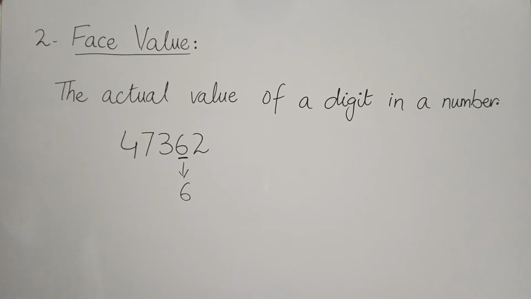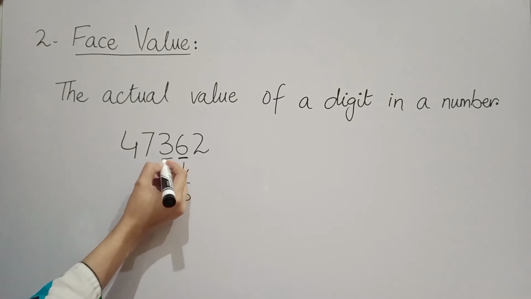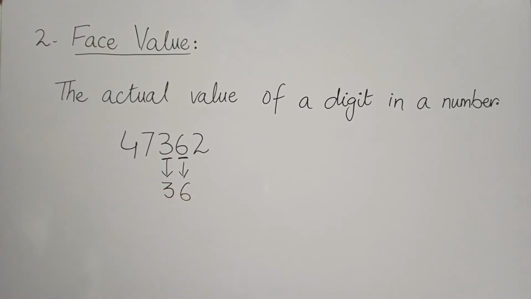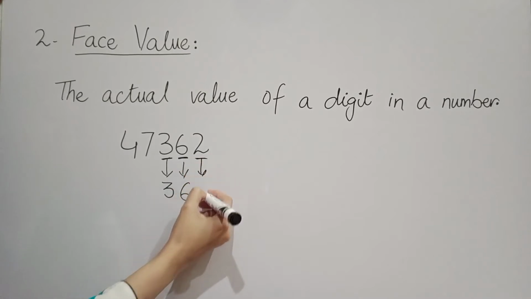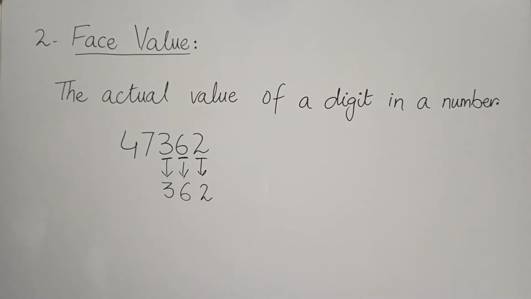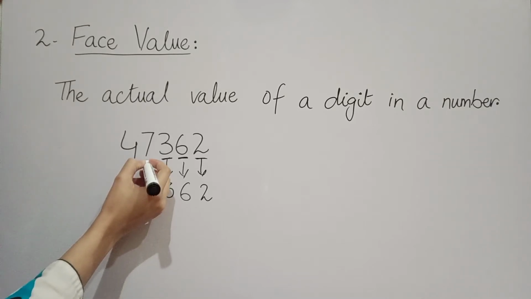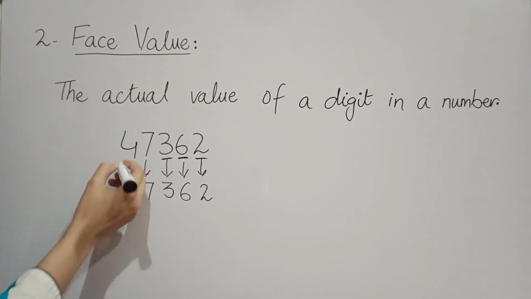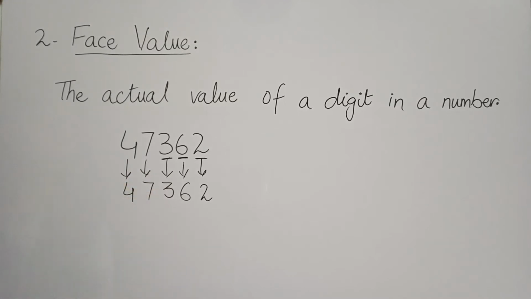Similarly, the face value of number 3 will be 3 itself. Now, what will be the face value of number 2? Can you guess? Yes, it will be 2 itself. Now, what will be the face value of number 7? It's 7. And the face value of 4 will be, of course, 4.